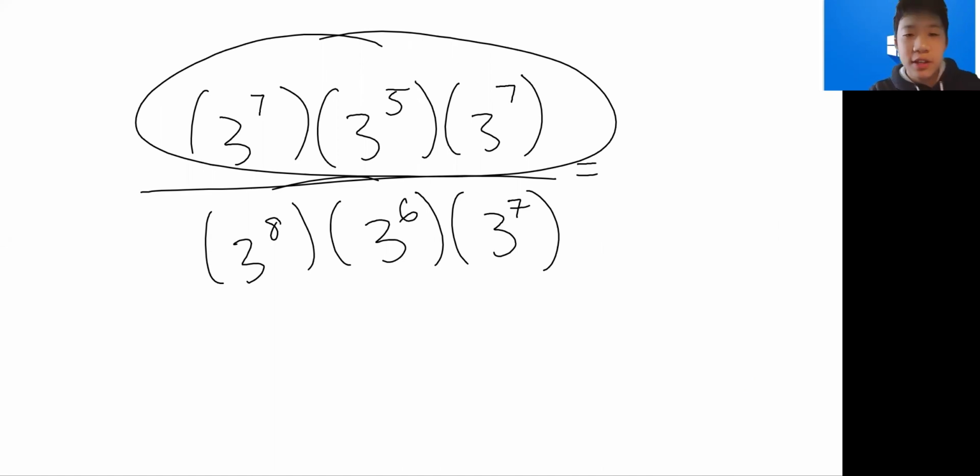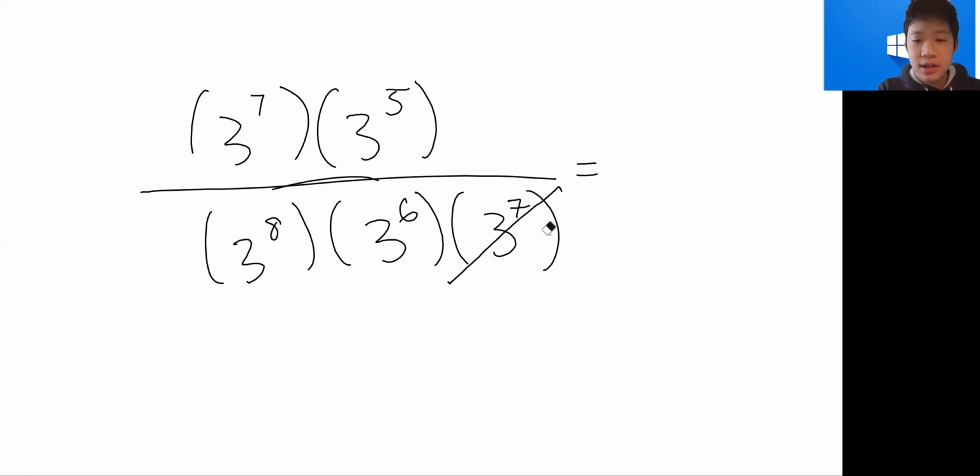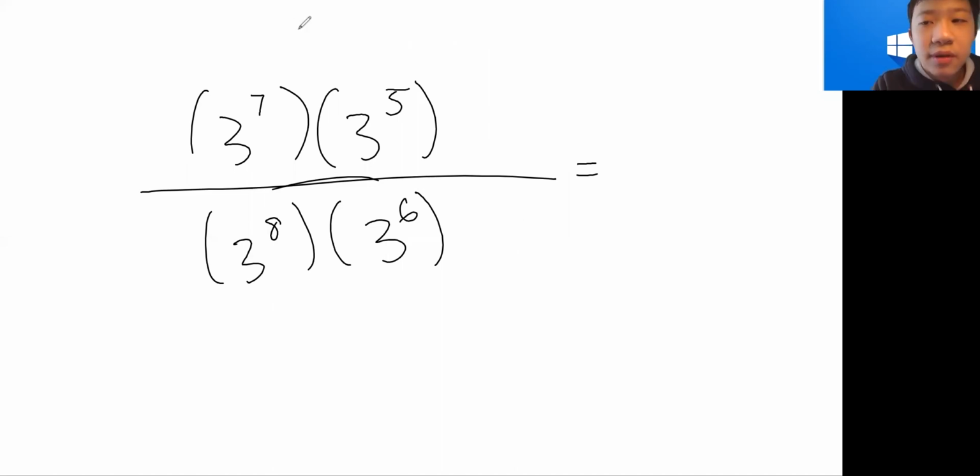Well, the first thing we can notice is that we have a 3 to the 7th on the top and a 3 to the 7th in the bottom. When they divide each other, they make a 1, so we can just get rid of them entirely. We don't even have to worry about them. So these guys are gone, right? And we don't have to add these and subtract these separately. We can actually just add them all and subtract them all in one go.